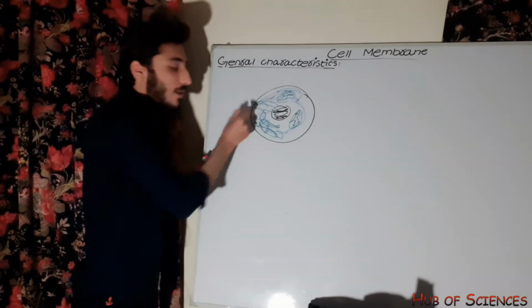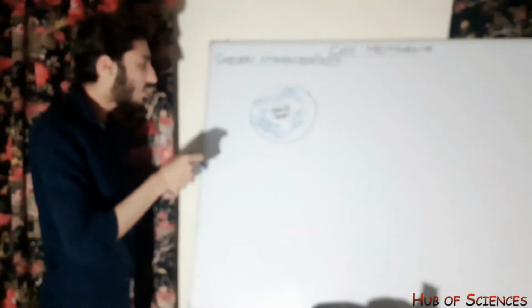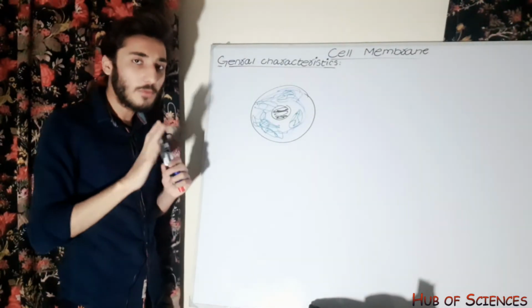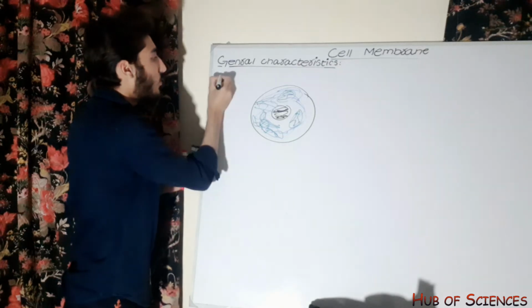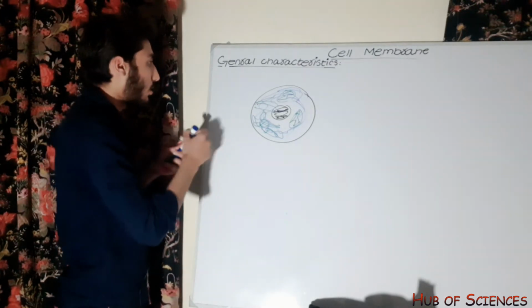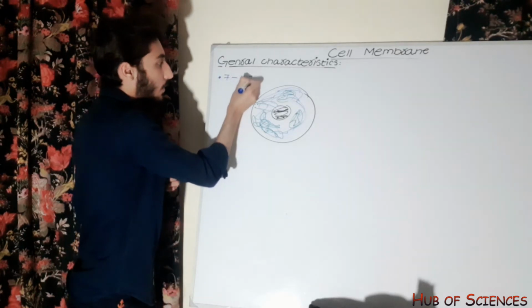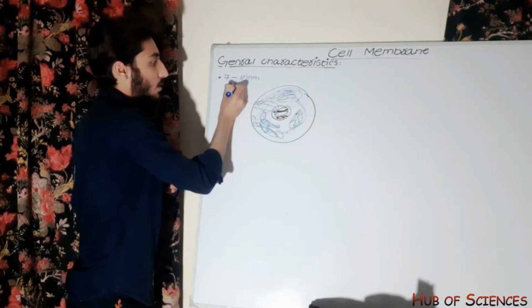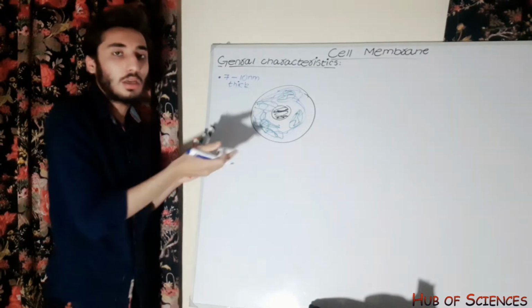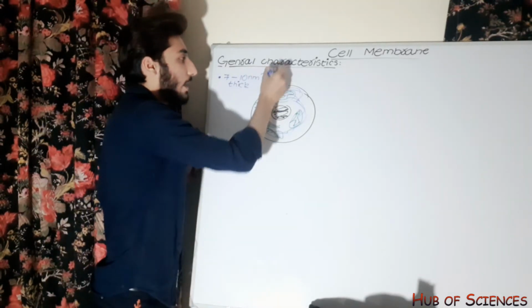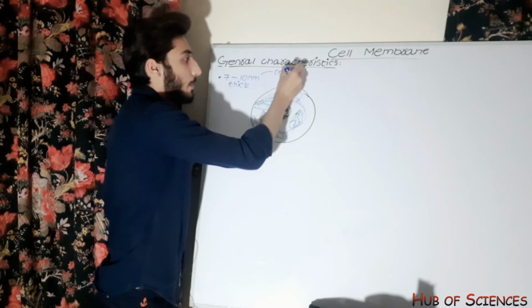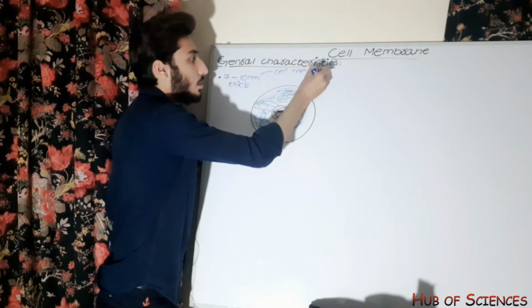Now how thick is this cell membrane? This cell membrane is very thin, not very thick. The thickness of the cell membrane is about 7 to 10 nanometers. So it is not much thicker. We say that the cell membrane is not very thick. It is thin.